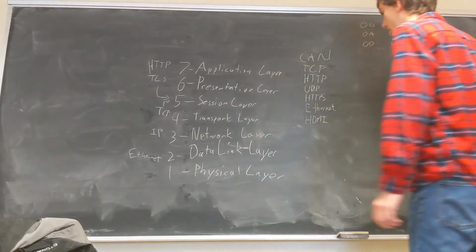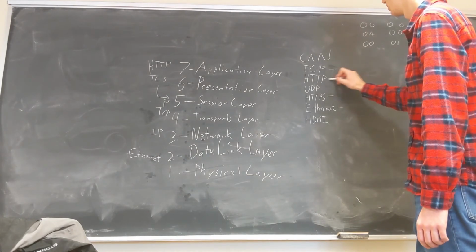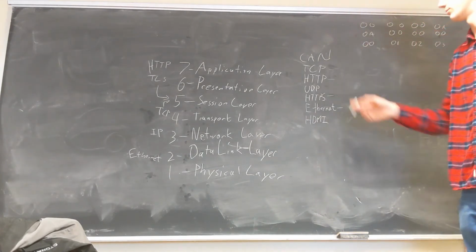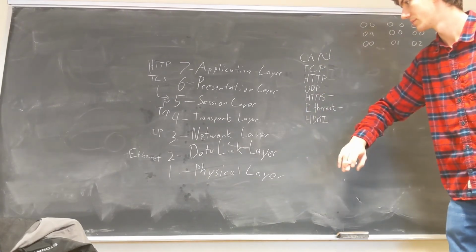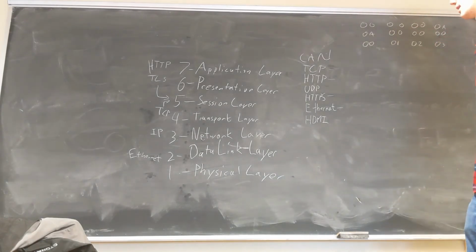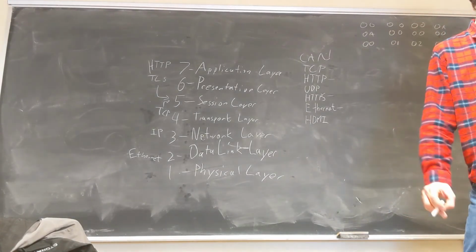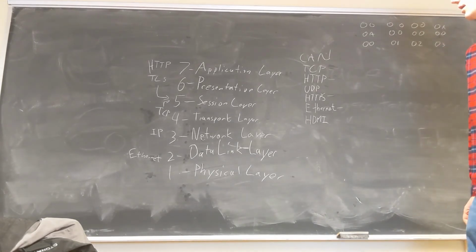Briefly, we figured out where these all fit in. What about the other ones that were brought up? So CAN describes a physical layer and a data link layer. CAN is a communication bus used in things like cars and other embedded systems.